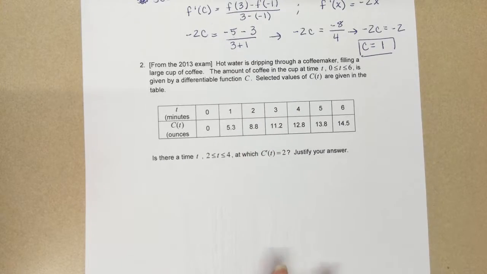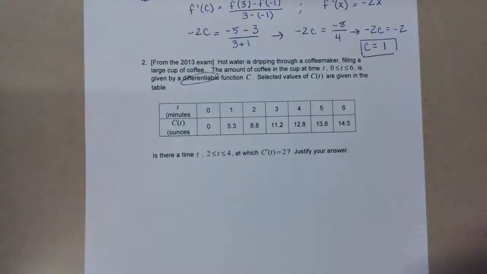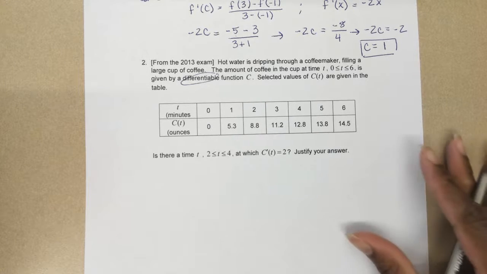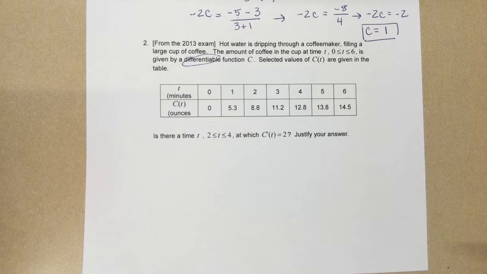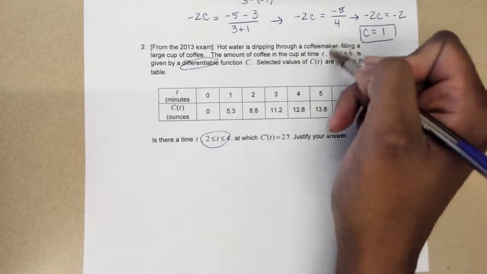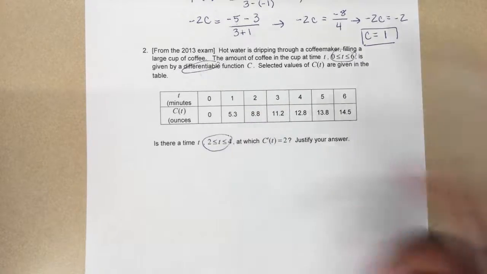So for number 2, this is from the 2013 AP exam. Hot water is dripping from a coffee maker, filling a large cup of coffee. The amount of coffee in the cup at time t, where t is from 0 to 6, is given by the differentiable function c. Selected values of c of t are given in the table. Is there a time t between 2 and 4 at which c prime of t is equal to 2? So this interval is within the interval that we're given, and we know that c is differentiable.